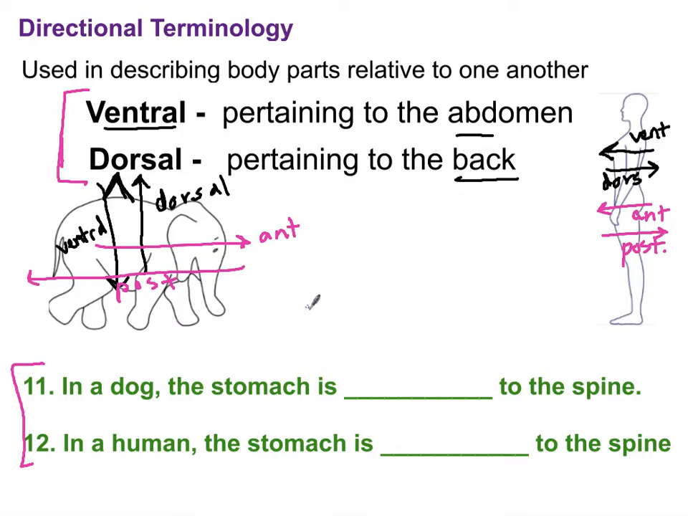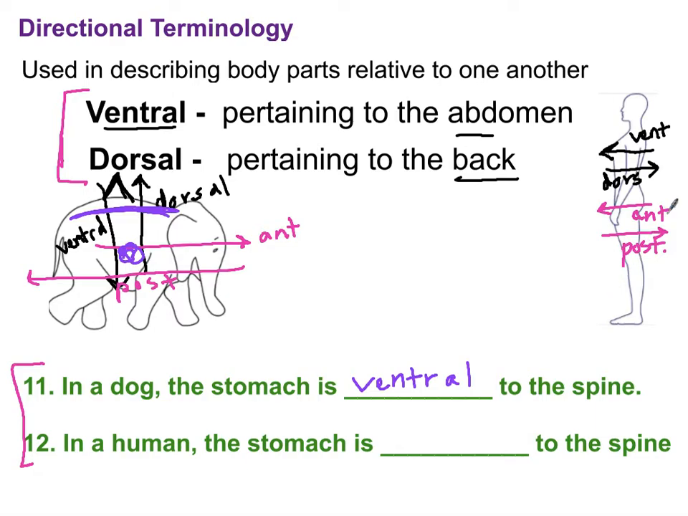Okay, so in a dog, or an elephant for that matter, the stomach in relation to the spine. The spine is always going to be one of the most further things back here. We'll talk about what else is in there later on in the year, but we know the stomach is maybe going to be somewhere in here. So in a dog or an elephant, the stomach is going to be ventral in relation to the spine.